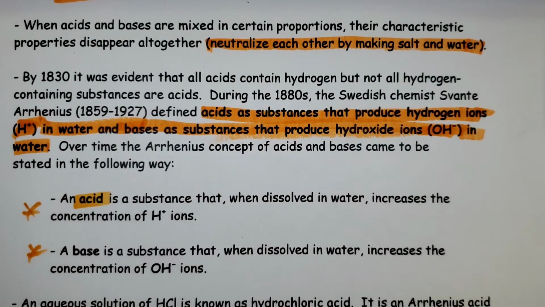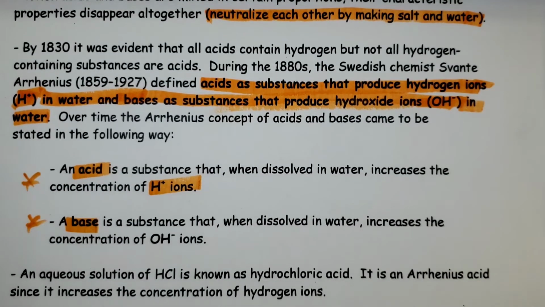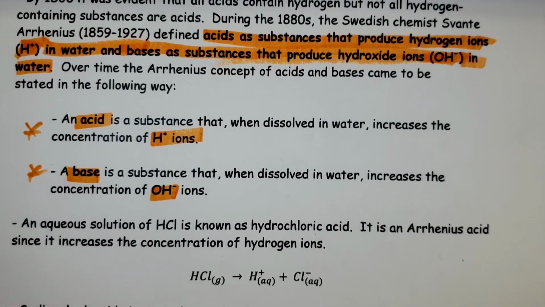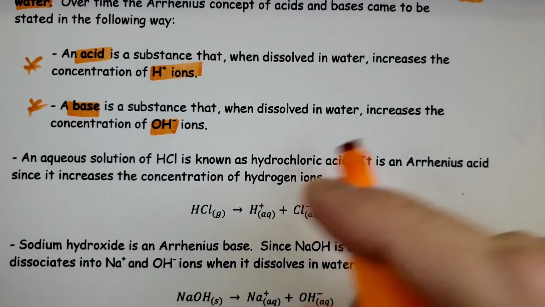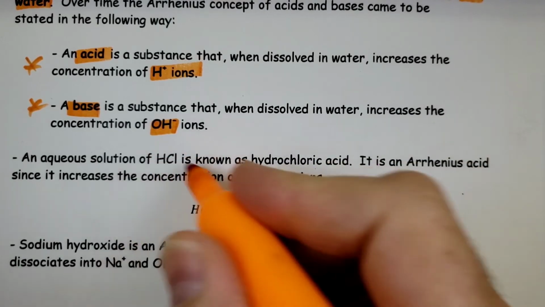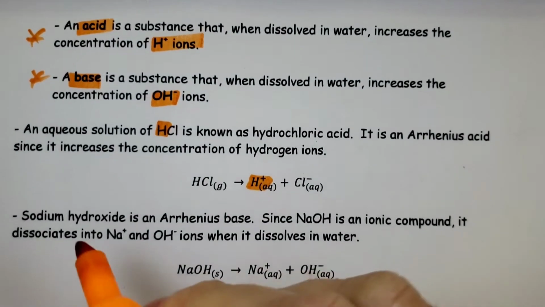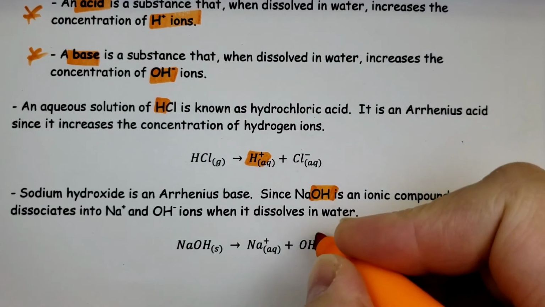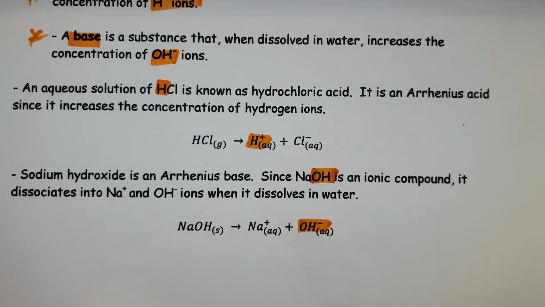So an acid is something that when dissolved in water, increases the amount of H+ there because the acid is made up of that. A base is a substance that when dissolved in water, increases how much OH- ions there are because bases have OH- ions, according to Arrhenius. So an aqueous solution of HCl, hydrochloric acid, is an Arrhenius acid because when it breaks down, it releases H+ ions in solution. Sodium hydroxide is an Arrhenius base because, as you notice, it increases the amount of OH- in there because it consists of OH- ions itself.